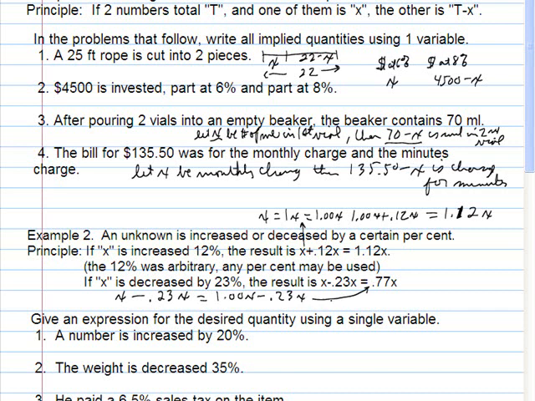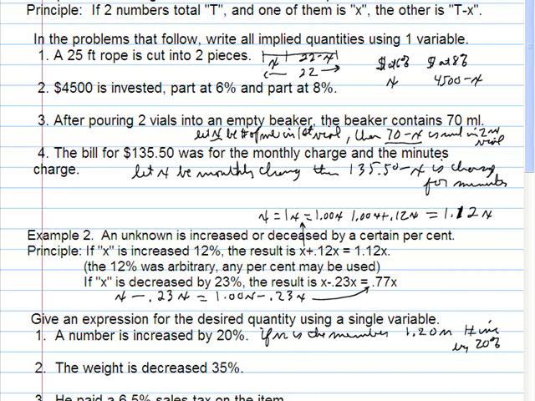So let's take a look now at some examples that might appear in a problem of what that would look like. Suppose you have a problem where it talks about a number increased by 20%. If n is the number and you increase it 20%, then 1.20n would be the number increased by 20%.